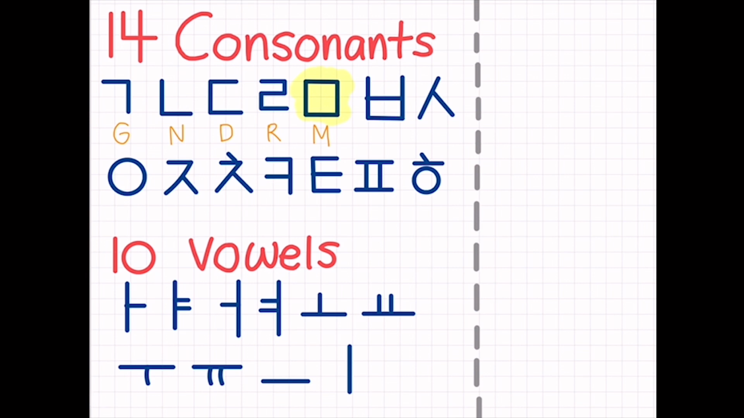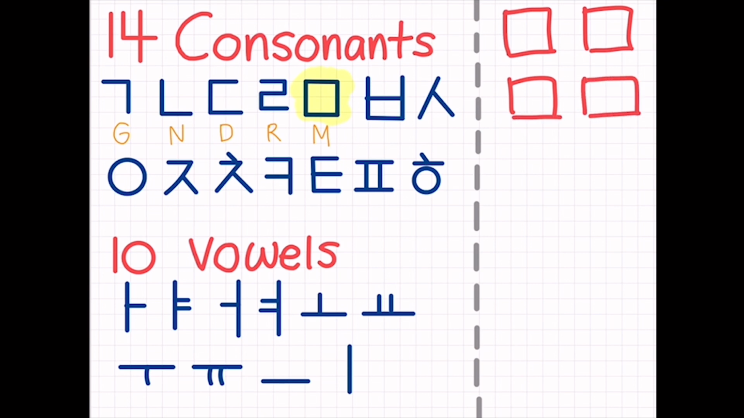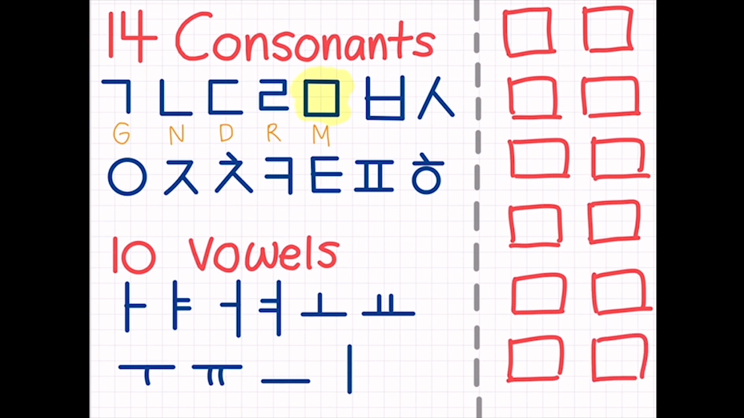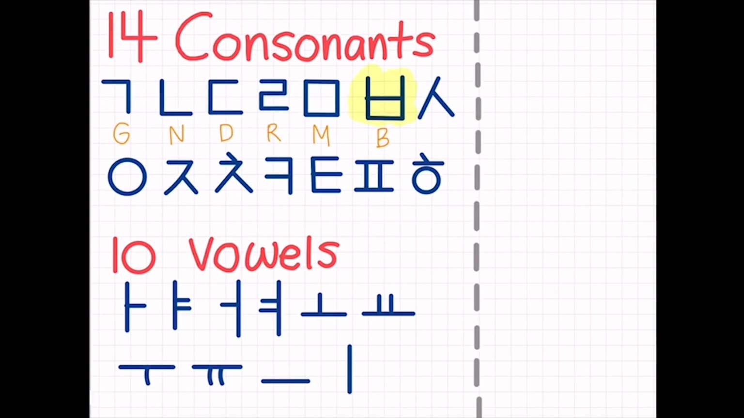All right? Mi-um, mi-um. It's got the m-m sound. Mi-um, mi-um. All right. Next, we have b, which is called p.